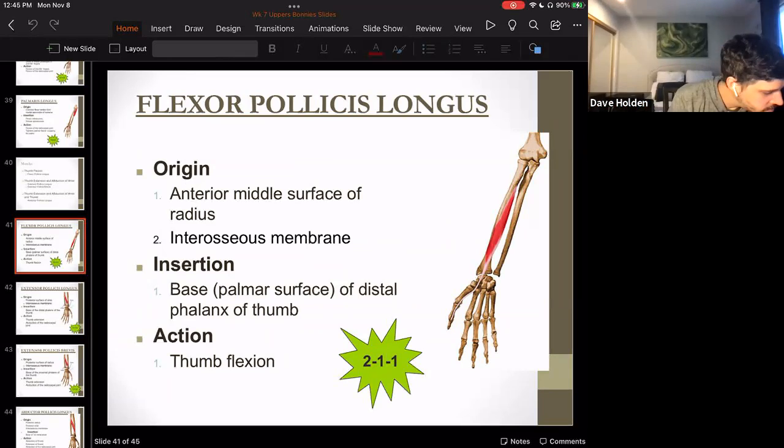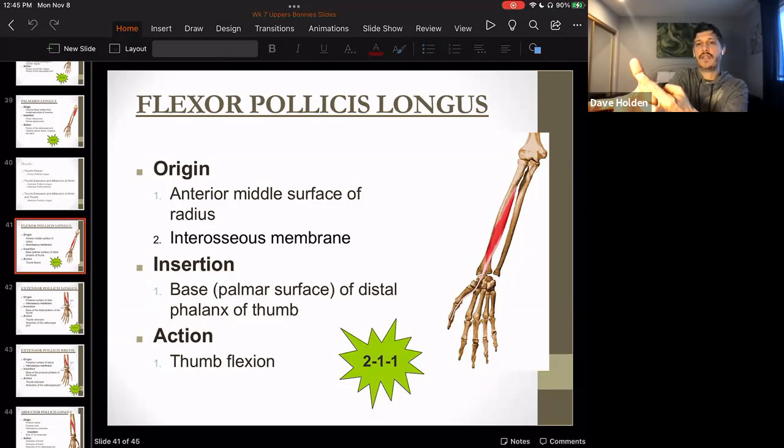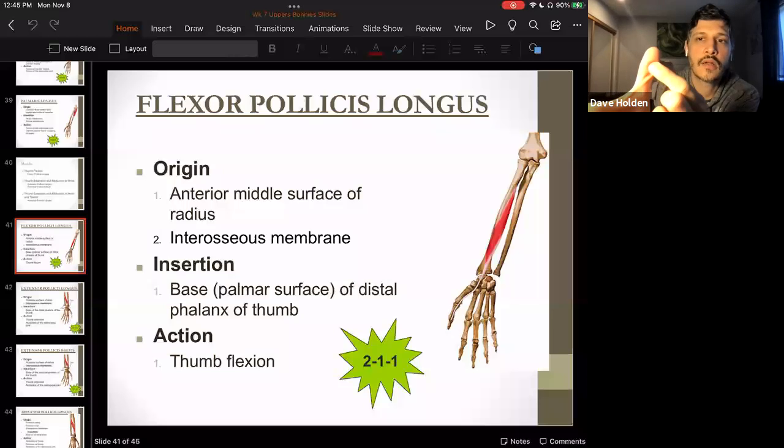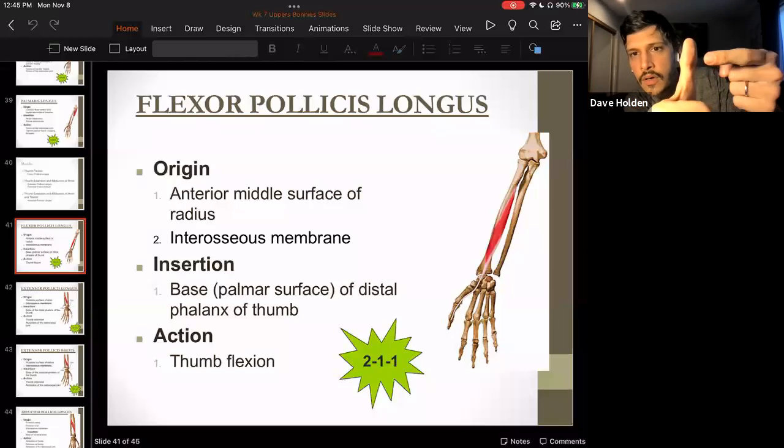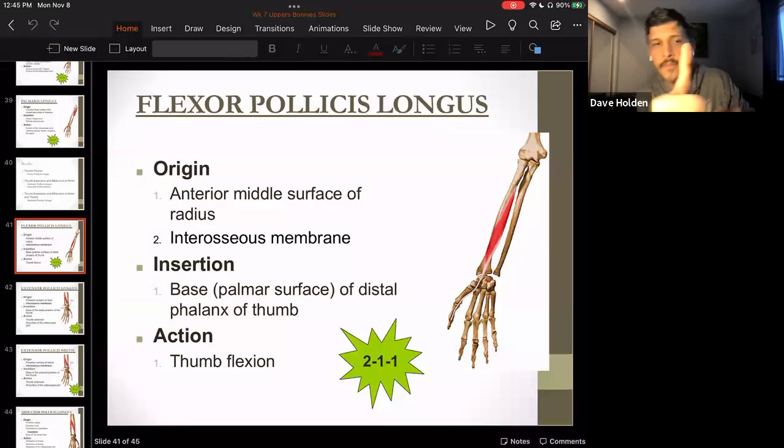Versus, did we learn the other one? No, there is a flexor pollicis brevis. There is another muscle that flexes the thumb, but it's a shorter muscle. Flexor pollicis longus originates on the anterior medial surface of the radius and the interosseous membrane, right about in here. And it inserts at the base of the distal phalanx of the thumb. So just distal to your thumb wrinkle. It's going to insert right about there, right about there.